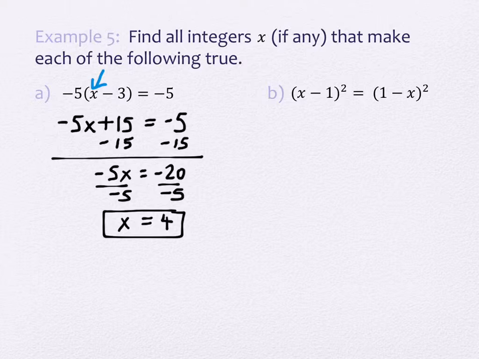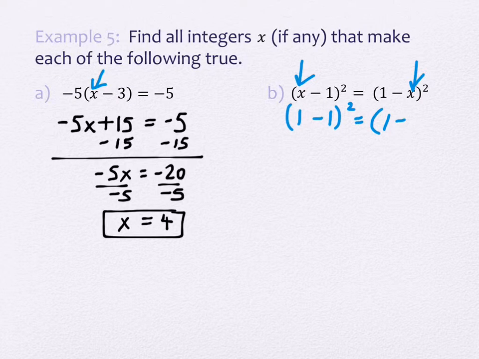And I could do it in any order, right? So if I did 1 minus 1 squared here, because I put the 1 in for x, if I put the 1 in for x over here, I still have 1 minus 1, right? Squared. So this is 0 equals 0, and that's good to go. I'm good with that. But that's the only number that when I square it, that this will work.